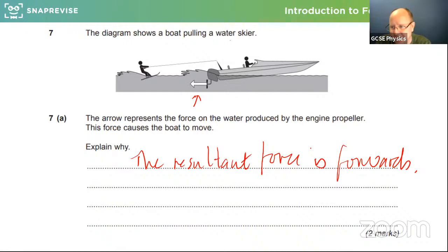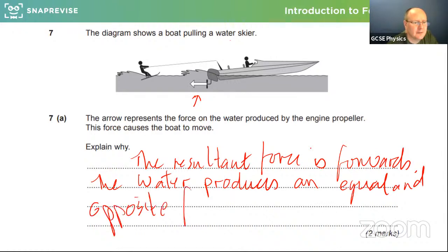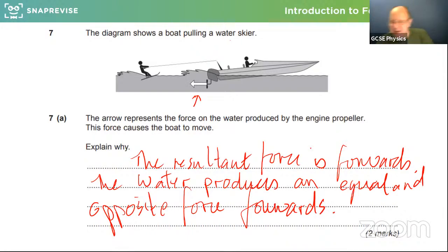Brilliant. Hannah, when the propeller pushes on the water, it reacts. But yep, we're getting there. Great. And thank you, Ultimate. Yeah. So the water being pushed backwards causes the water to also produce an equal and opposite force forwards. Terrible handwriting, sorry. Okay, and that's the force that pushes it forwards. And we've said the resultant force is forwards, the water produces an equal and opposite force forwards. That would be fine. Brilliant.